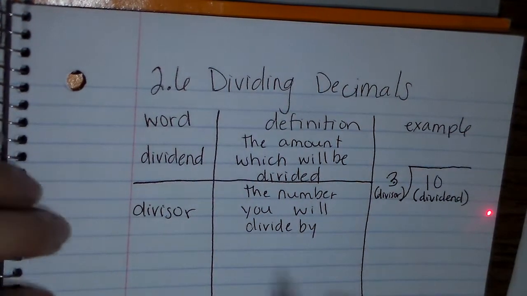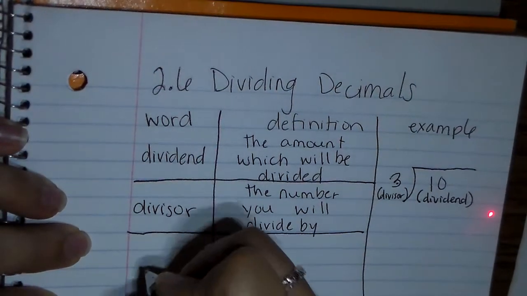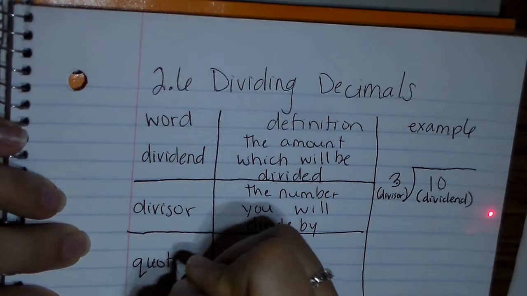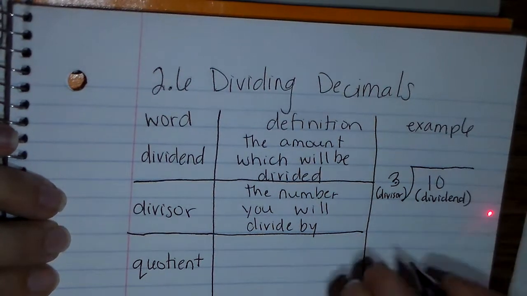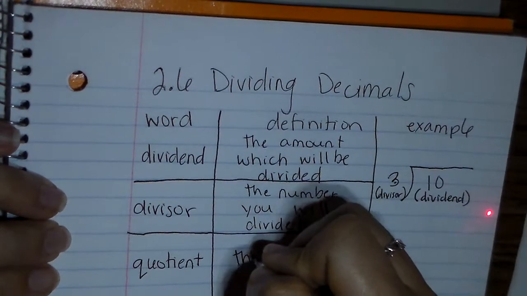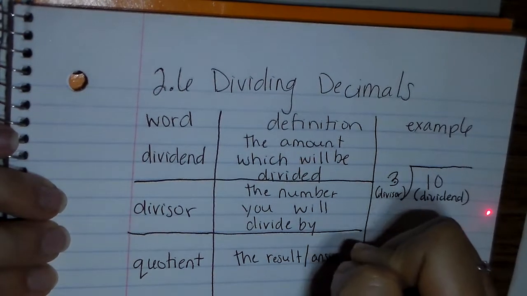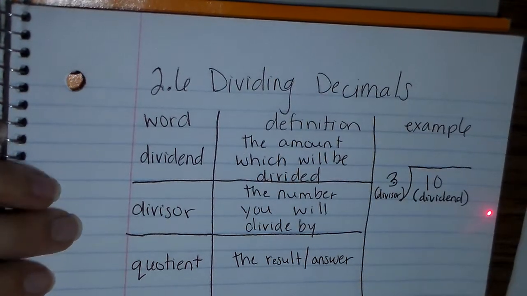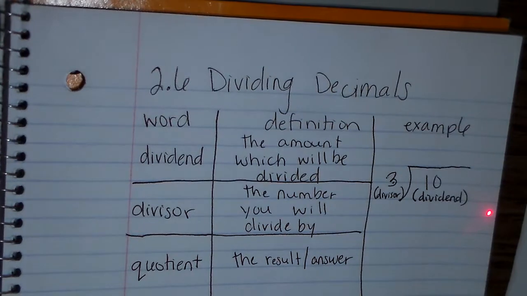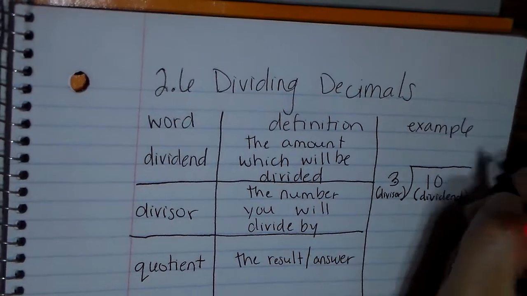The next vocabulary word is quotient. The quotient is the result or the answer when you divide. So in our example, if I were to do 10 divided by 3, that would be, and yes, that was me pausing for you to answer, it would be 3.